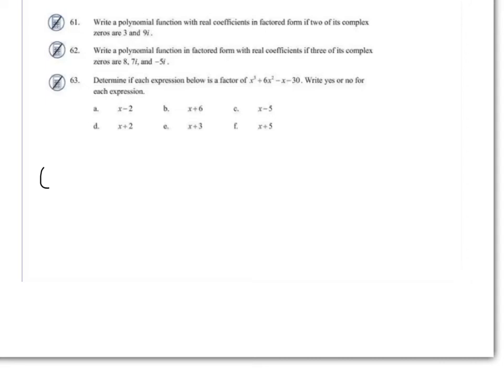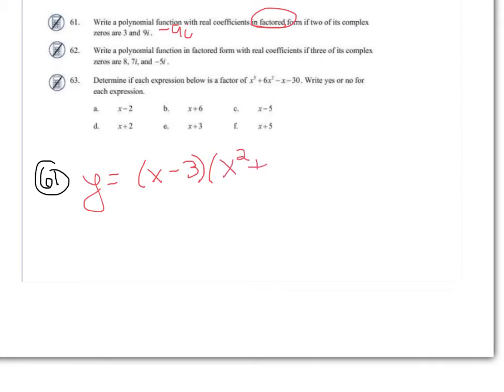Okay, so for 61, I know that if one of the zeros is 9i, that means another zero needs to be negative 9i. And they're telling us to write it in factored form. So that's x minus 3. And then to get a 9i or negative 9i, we've had to square root something. So that's x squared plus, and the square root of what number is 9? That's 81.